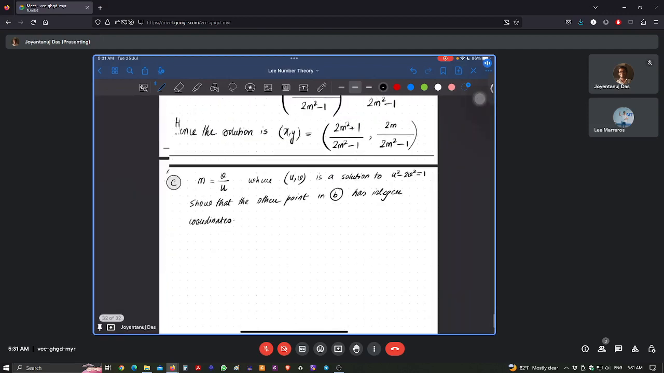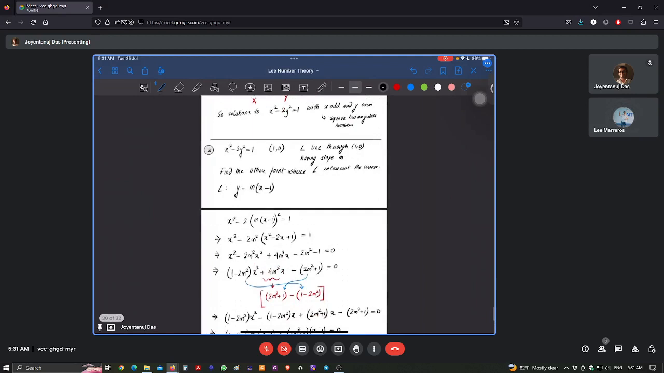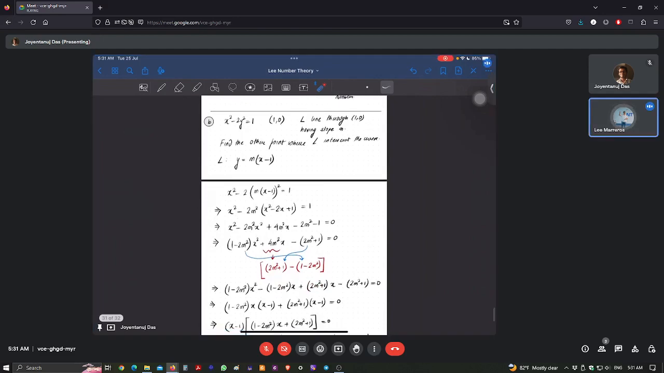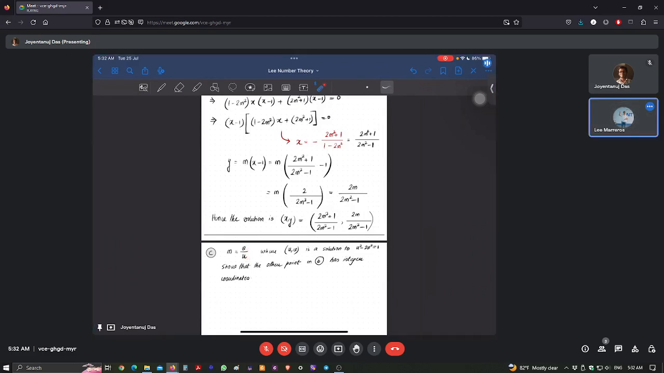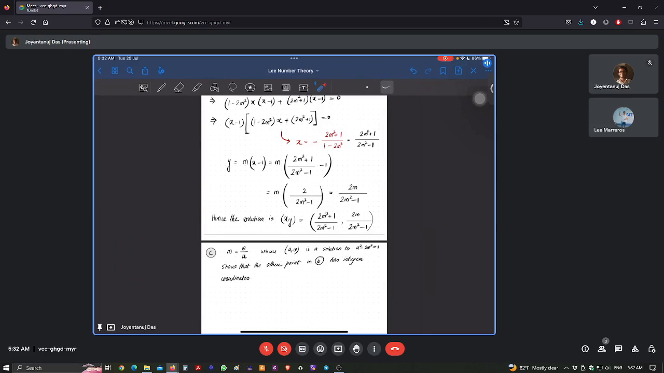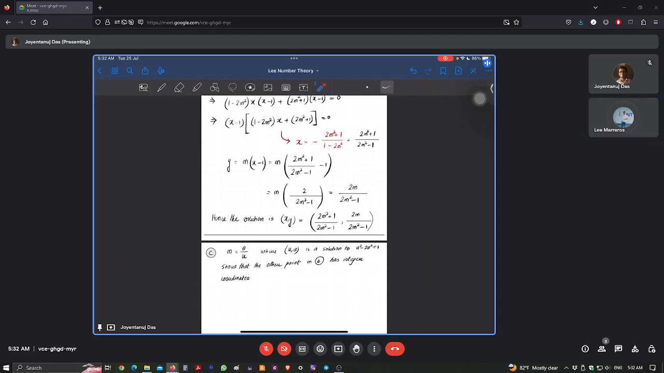Okay, so let us see. If you recall part B, we found one solution, right? So this was the other point. Here you are taking m equals to (v, u). Then we have to show that this solution is an integer solution. So how will you show that?